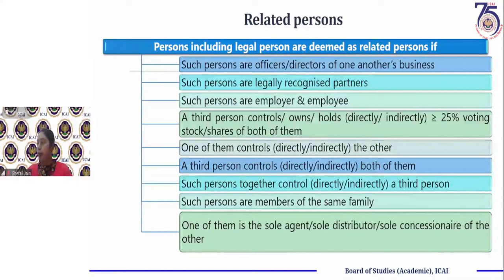How can they control indirectly? They can control indirectly through the percentage they are holding. If they are holding it through some other company, that 25%, that is indirect.